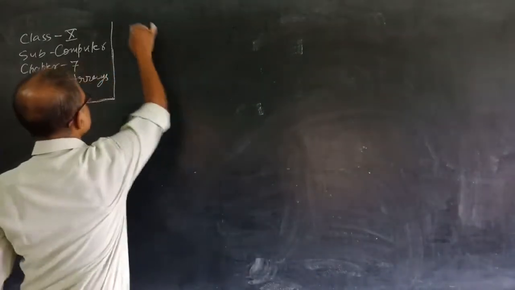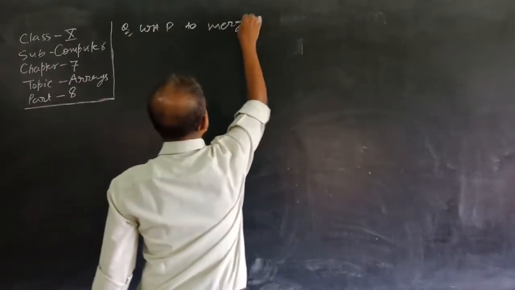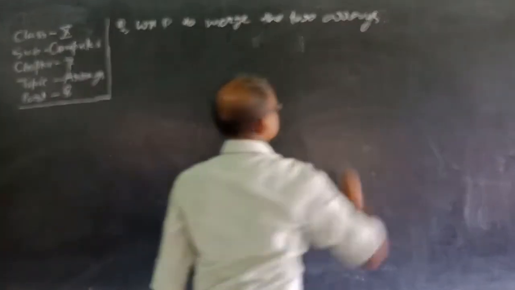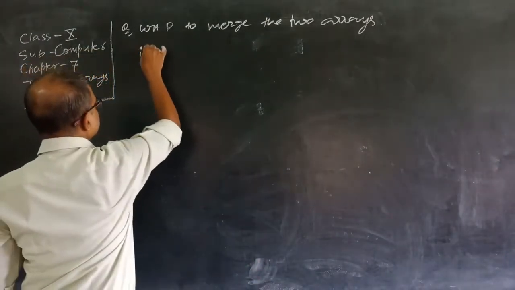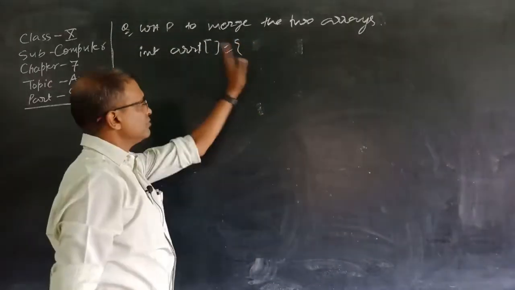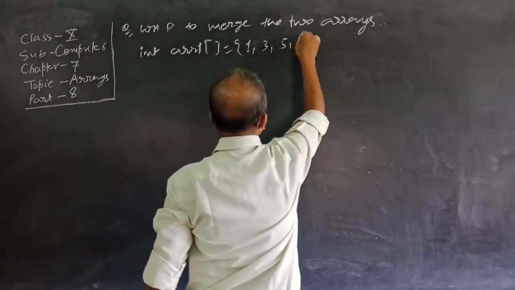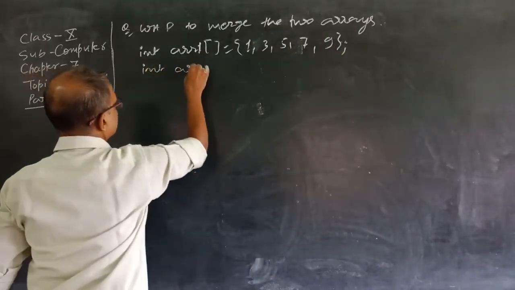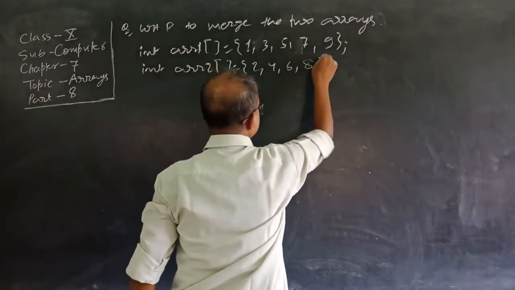write a program to merge the two arrays. You have to merge two arrays in a third array. Okay, so declare the arrays. I am going to directly initialize the arrays: int arr1 equal to 1 3 5 7 9 and int arr2 equal to 2 4 6 8.